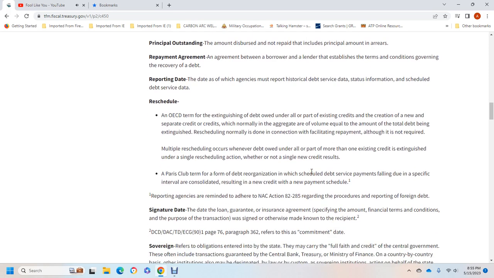Signature date is the date of the loan, guarantee, or reinsurance agreement that specifies the amount of financing and the terms and conditions for the purpose of the transaction, signed or otherwise made known to the recipient.